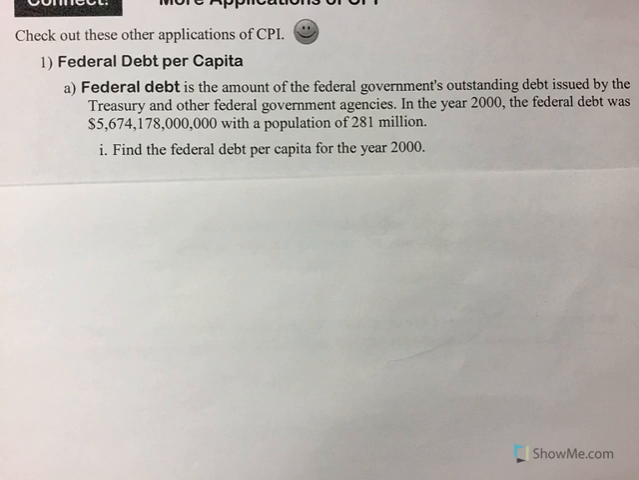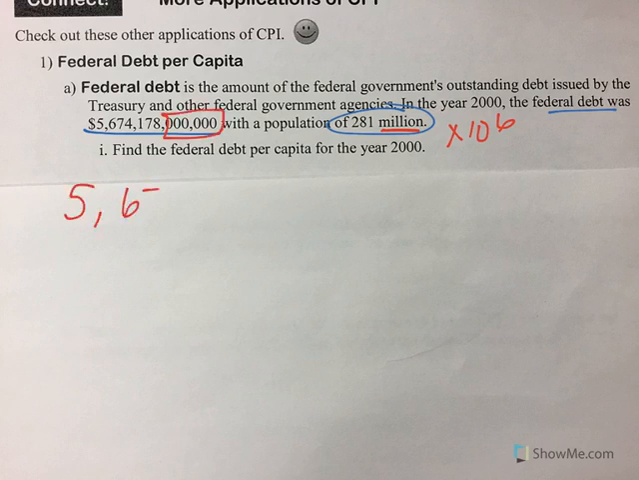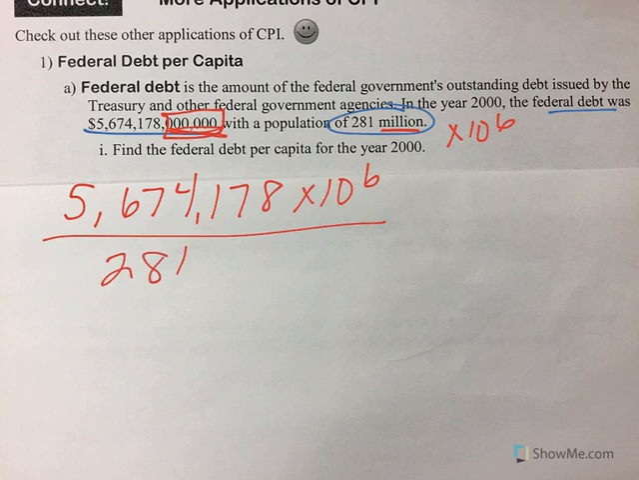Okay, let's do some federal debt per capita problems real quick here. We know what federal debt per capita is, so we can see the federal debt was this huge number, over $5 trillion with a population of 281 million. So find the federal debt per capita. Okay, now one thing that I want to point out is that you guys know that million means times 10 to the 6th. So if I just say, okay, there's 6 decimal places, so this is 5,674,178 times 10 to the 6th. That's what these 6 zeros are. And I know that 281 million is 281 times 10 to the 6th.